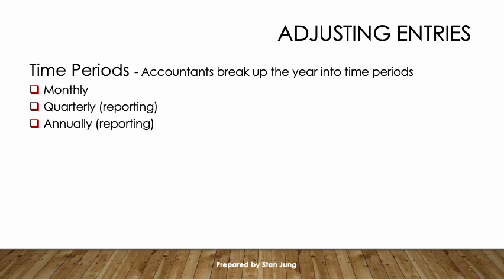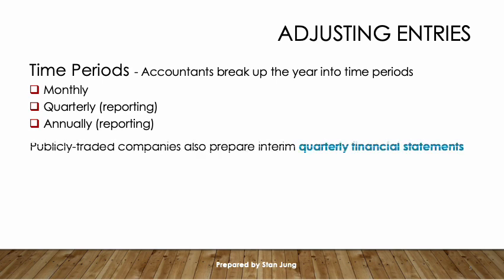Accountants will break up the year into specific time periods, and that's most commonly on a monthly basis, meaning they will complete the accounting cycle once every month or 12 times in a year. In addition to completing the accounting cycle once every month, companies often will prepare reports on a quarterly basis. Publicly traded companies are obligated to prepare interim quarterly financial statements, which simply mean 3 months of data. And they will also prepare annual statements, which is simply collating 12 months worth of data to prepare the annual financial statements.